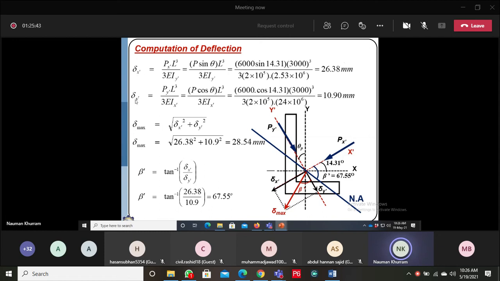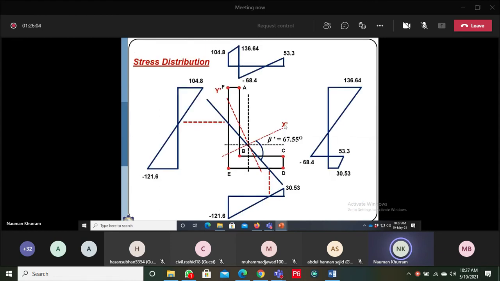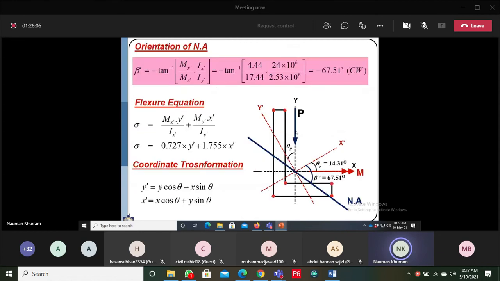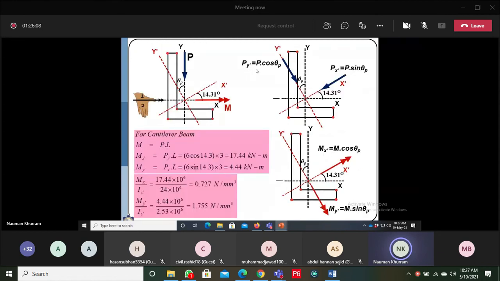Similarly, deflection along the y principal axis is a function of the load acting along the y axis, but the moment of inertia about the x principal axis. So substituting their respective values, Ix bar is 24 into 10 to the power 6, and Py bar is equal to P cos 30, because we have already seen here Py bar is equal to P cos 30, or P cos theta P.